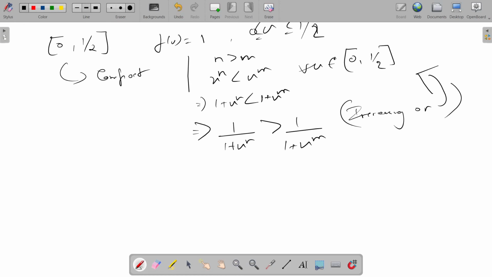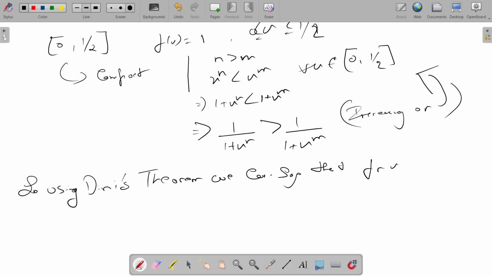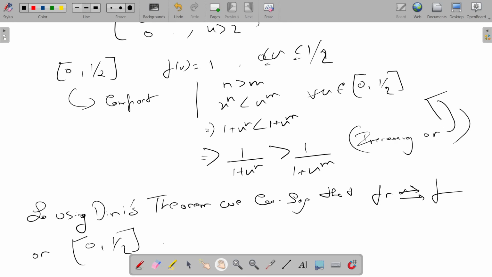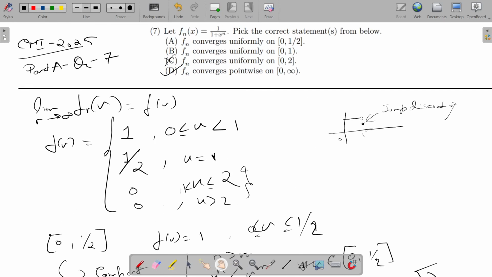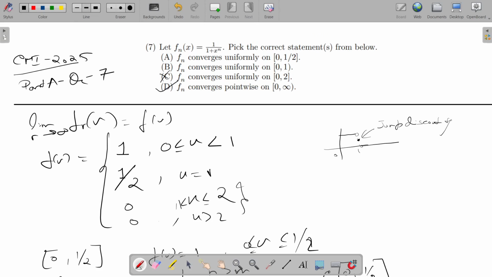So using Dini's theorem, we can say that fn converges uniformly to f on 0 to half, right? So this option is true. We didn't even need to check the Mn test. In an exam, we can do this very fast. So yeah, this is okay.